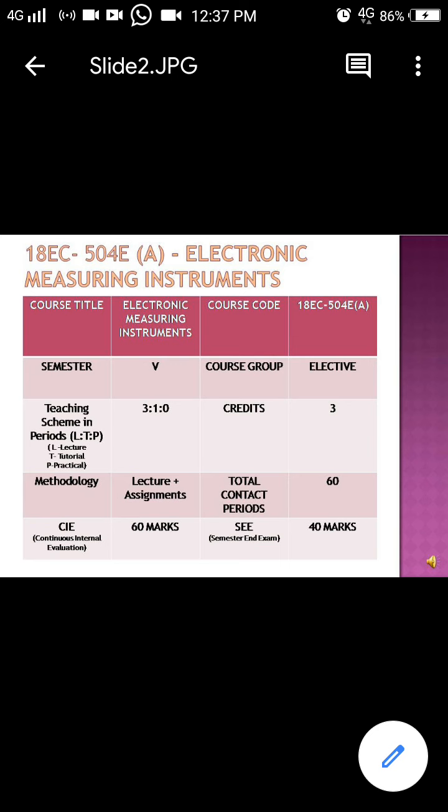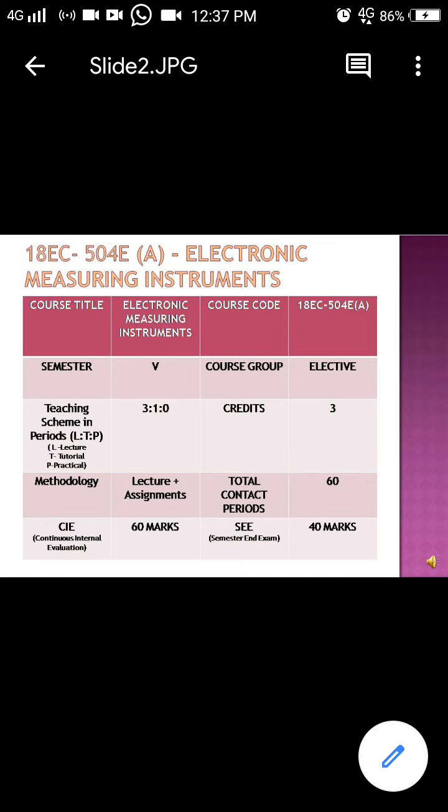18 EC 504 EA. Course title is Electronic Measuring Instruments. Course code 18 EC 504 EA. 18 EC is nothing but the 2018 batch. 504 E is nothing but an elective subject. This is for the 5th semester students.